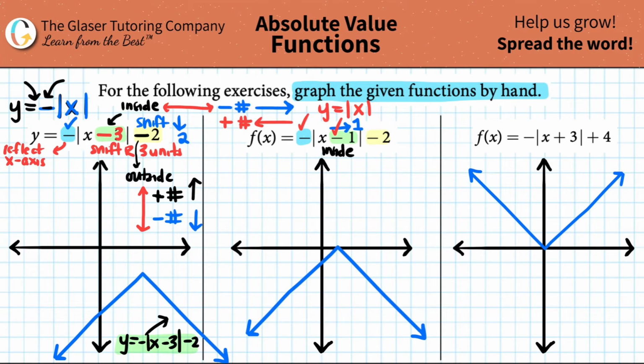This is a -2. It's outside of the absolute value. Those, just like we said before, are your vertical shifts. If it's a plus, you will go up. If it's a minus, you will go down. This is a -2. So we will be going down 2 units.